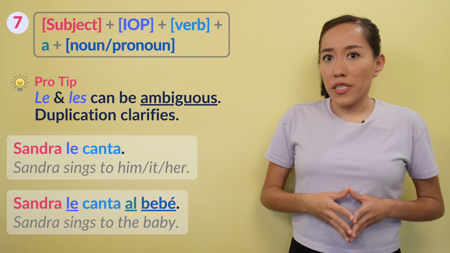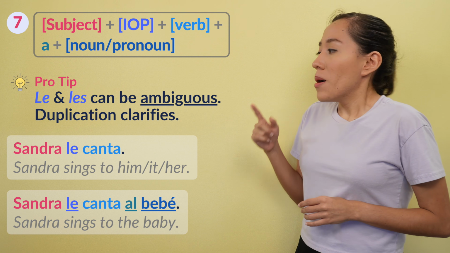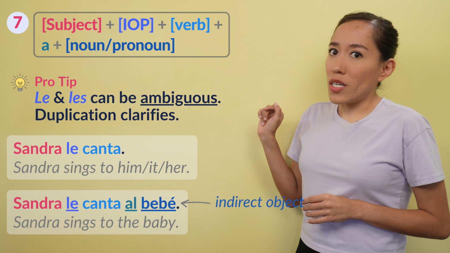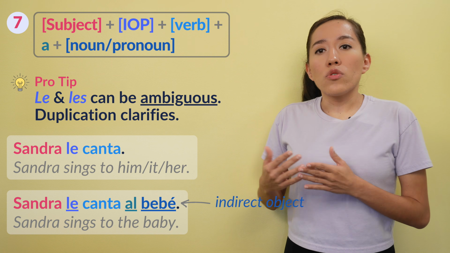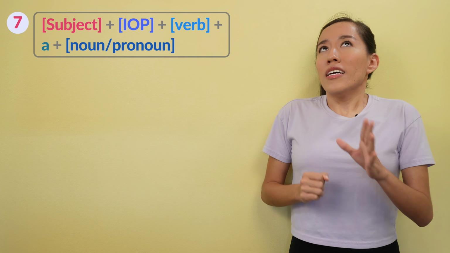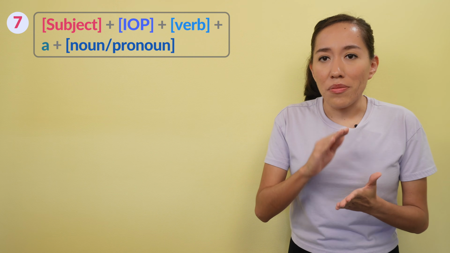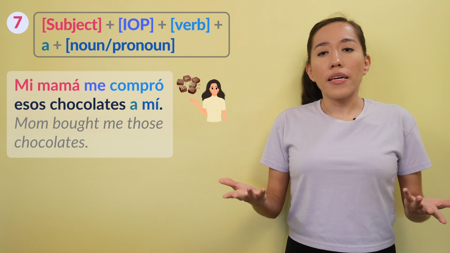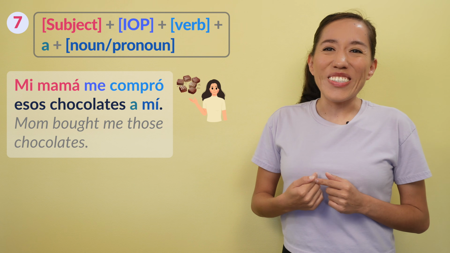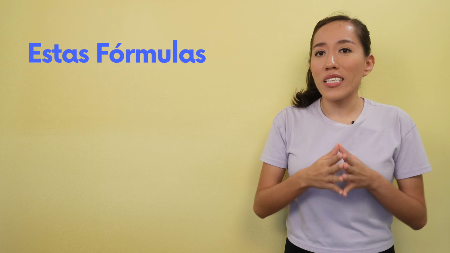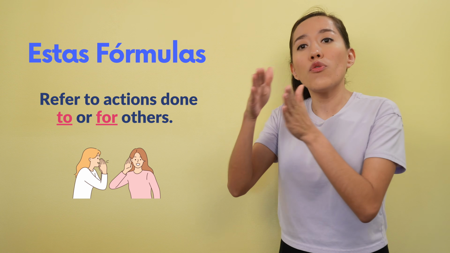The duplication over here is happening because I have the indirect object pronoun les, but I'm also mentioning the indirect object to give you more context. La duplicación también se usa para enfatizar. Imagine my brother is about to eat the chocolates my mom got me. I have to grab his attention and I'm going to say, hey, mi mamá me compró esos chocolates a mí. Don't touch them.